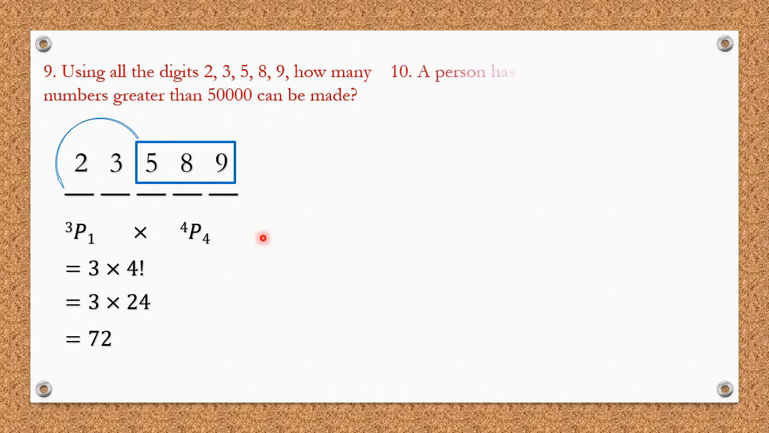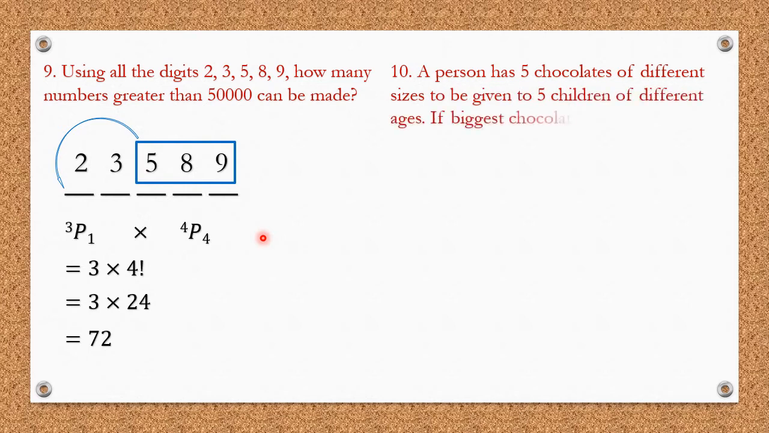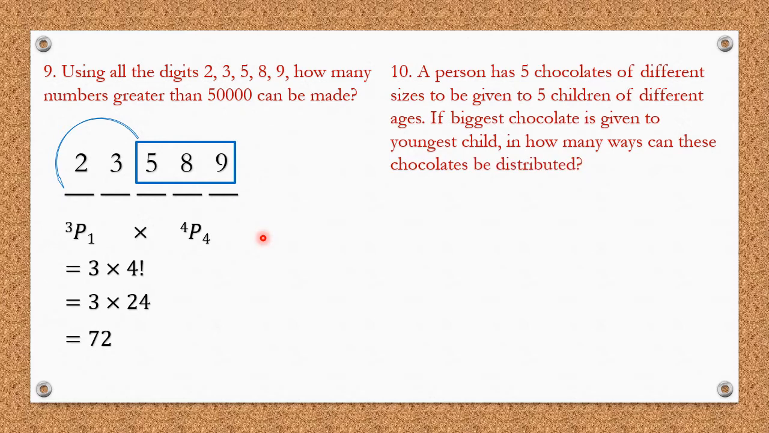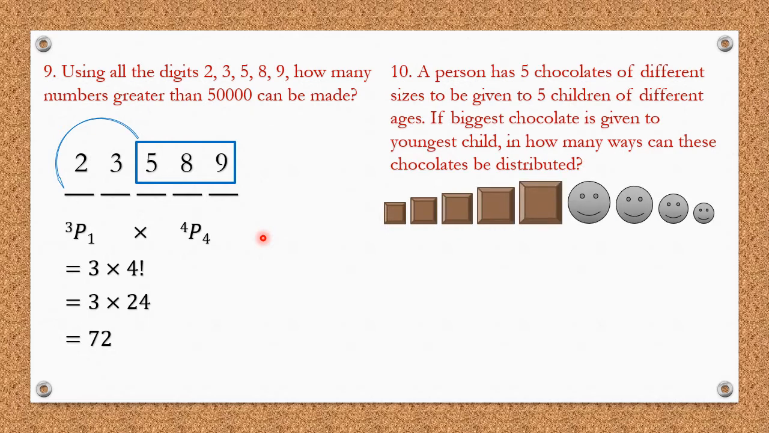Moving on to the 10th question: a person has 5 chocolates of different sizes to be given to 5 children of different ages. If the biggest chocolate is to be given to the youngest child, in how many ways can these chocolates be distributed? Now the question is not about giving the biggest to the youngest and then descending and ascending order, but just the biggest chocolate. These are the 5 chocolates and these are the 5 children. So the biggest chocolate is to be given to the youngest child, and the remaining we can give to anyone.